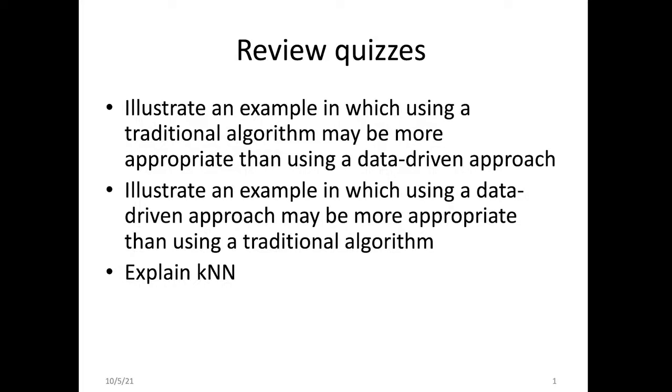So the K here is a hyperparameter, if you still remember. That's used to specify how many neighboring instances you want to select.